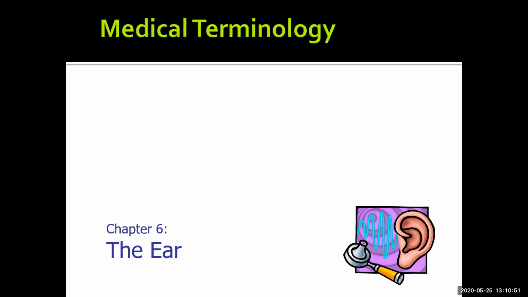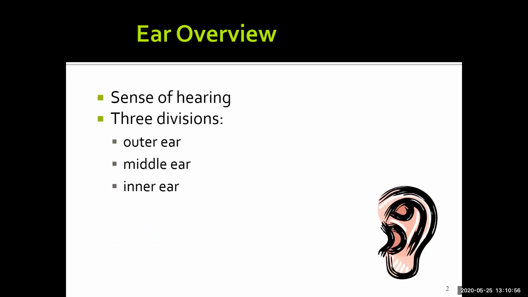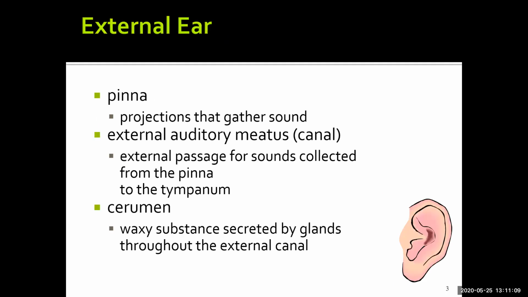All right, we're going to look over Chapter 6 pertaining to terminology related to the ear. The ear is an organ that's used for the sense of hearing. It's divided into three regions: the outer or external, the middle ear, and the inner or internal ear. When we look at the external ear, it's made up of what we call the auricle or the pinna, and the external acoustic meatus, external auditory meatus, the canal.